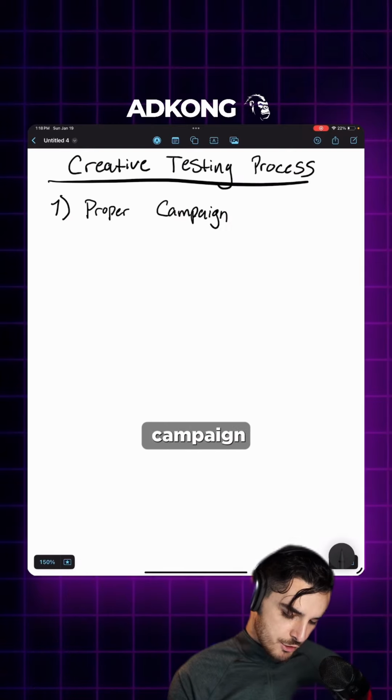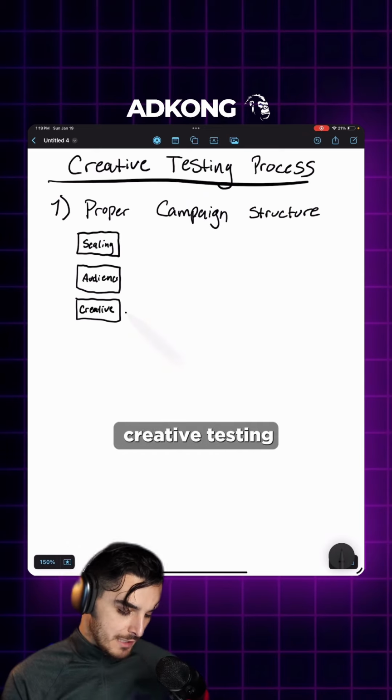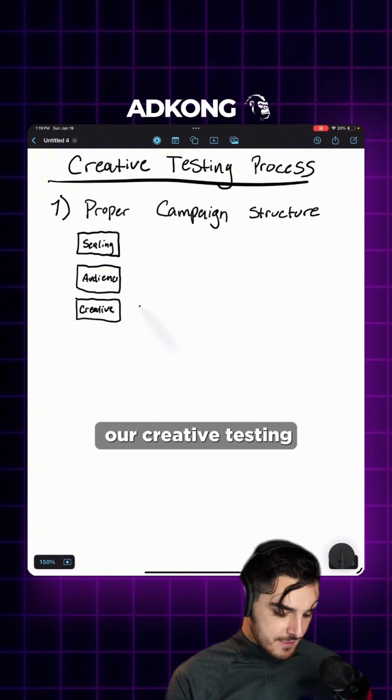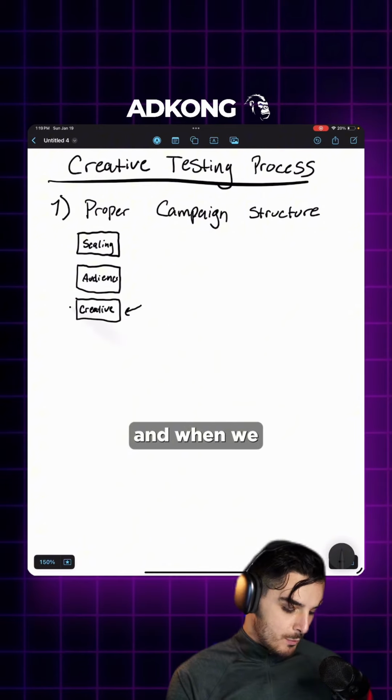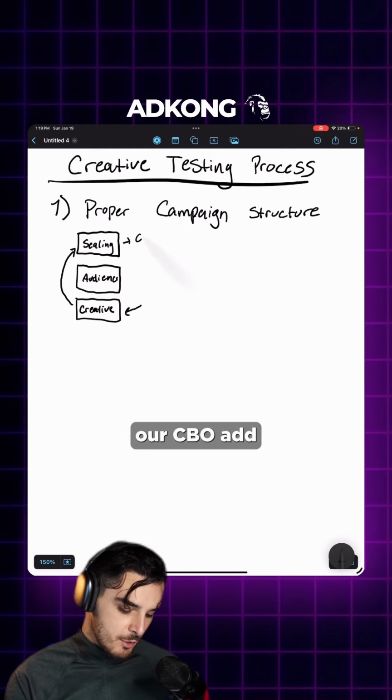So step number one when it comes to this creative testing process is to make sure that we have a proper campaign structure on our Facebook ad account. Now, my favorite approach to this is creating 3 separate campaigns. 1 is our creative testing, 2 is our audience testing, and 3 is our scaling. Now, all new ads go into our creative testing campaign with the exact same audience. And when we find our winners, we then push them up into our scaling campaign. And this is done using our CBO ad optimization.